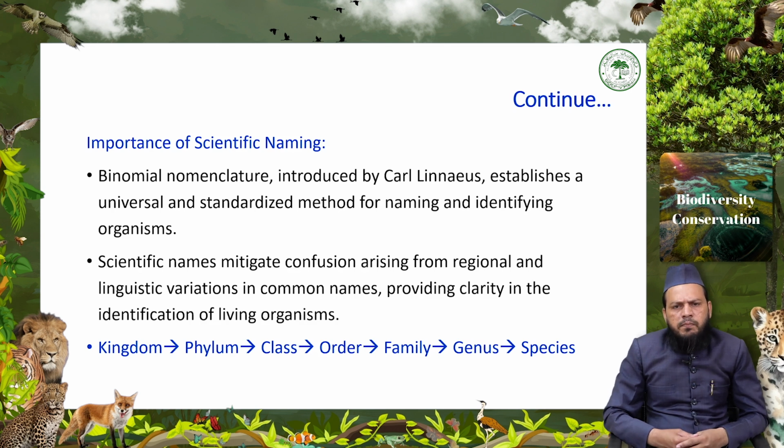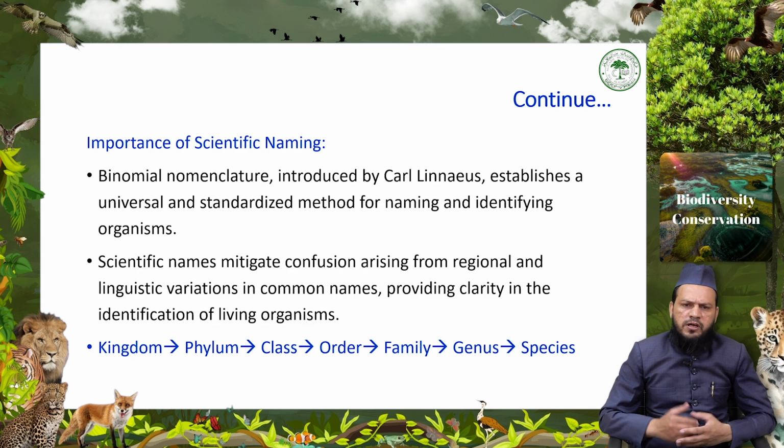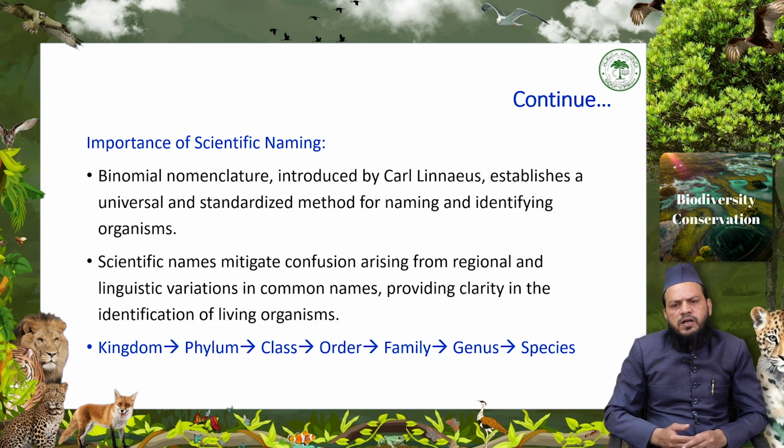The importance of scientific naming, epitomized by the ingenious system of binomial nomenclature introduced by Carl Linnaeus, cannot be overstated. This method provides a universal and standardized approach for naming and identifying organisms, streamlining communication within the scientific community. By assigning each organism a unique two-part scientific name comprising genus and species, the potential for confusion stemming from regional, linguistic variation in common names is significantly reduced. This clarity in nomenclature facilitates precise identification and ensures consistent communication about the diverse life forms.